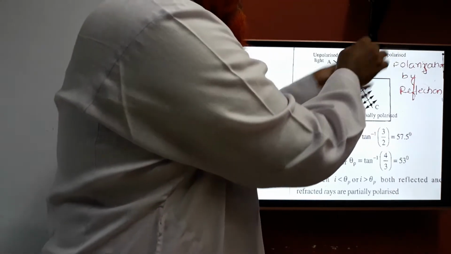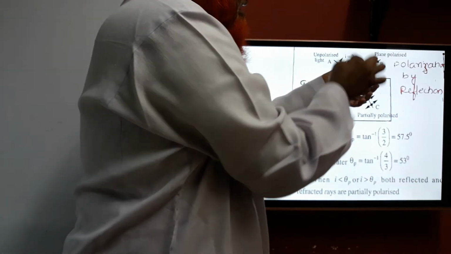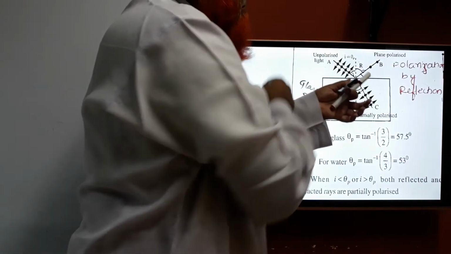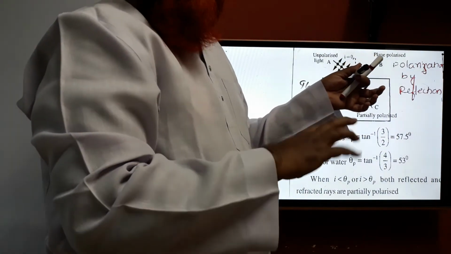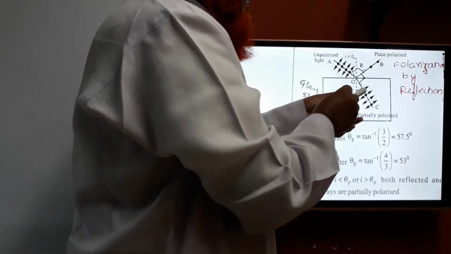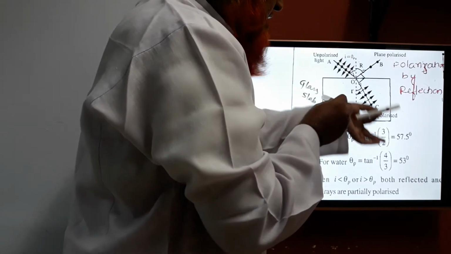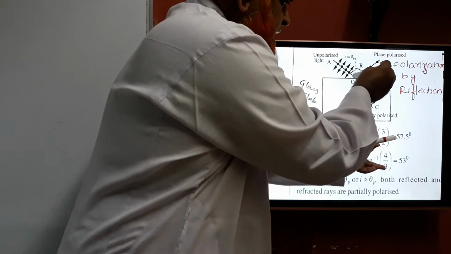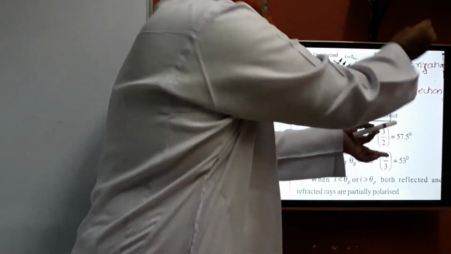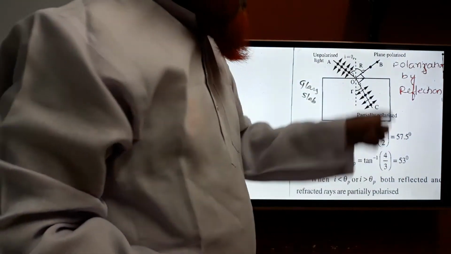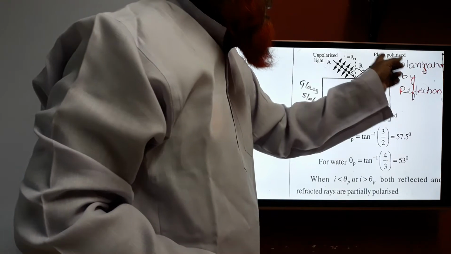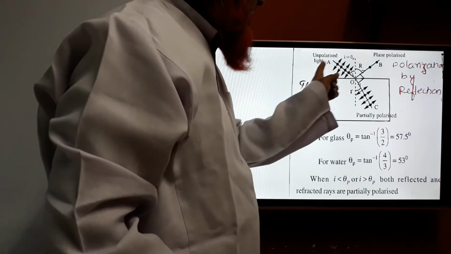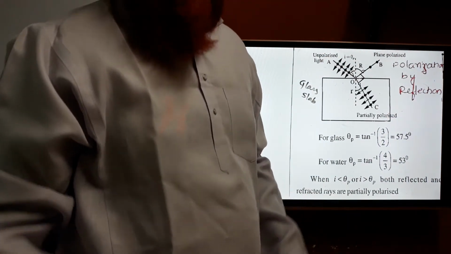So this is unpolarized light. The arrow represents the electric wave, and this black dot represents the magnetic wave. So whenever this electromagnetic wave falls on the surface, you will see that the electric wave is refracted. It enters into the glass slab, whereas the magnetic wave falls and reflects back. So the reflected light ray is polarized now. So unpolarized light is converted into polarized light.